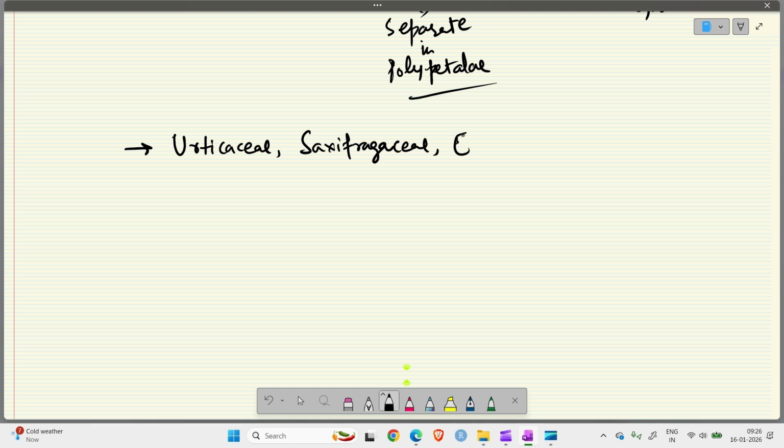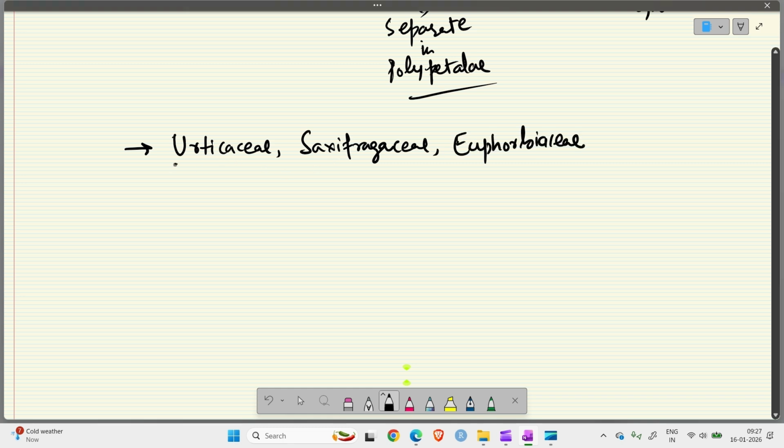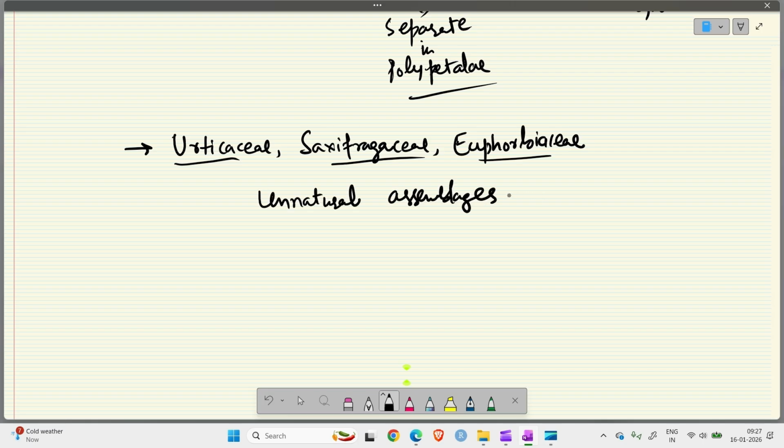Many large families like Urticaceae, Saxifragaceae, and Euphorbiaceae are regarded as unnatural assemblages as they are polyphyletic in nature. And what a classification system demands is that the group should be monophyletic. That we will be discussing in the next type of classification, the phylogenetic classification system, which came after these natural classification systems and addressed their demerits. So this was about the merits and demerits of Bentham and Hooker's classification.